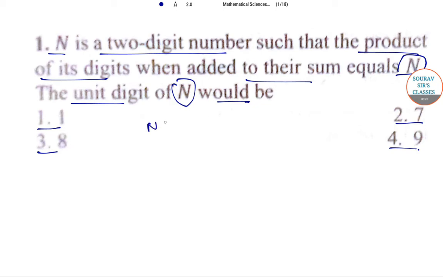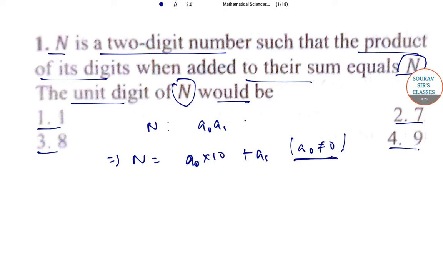Now let n, that is a two-digit number, be a0 a1. Therefore, n is equal to a0 into 10 plus a1, where a0 is not equal to 0. Otherwise, if a0 would be 0, this would be a one-digit number. Thus, we have put this condition that a0 is not equal to 0.